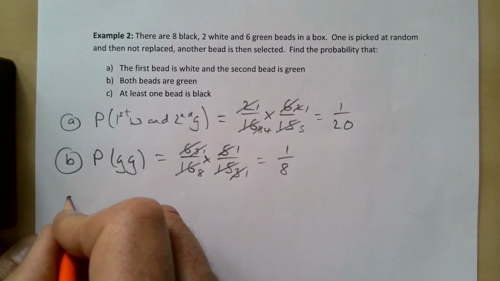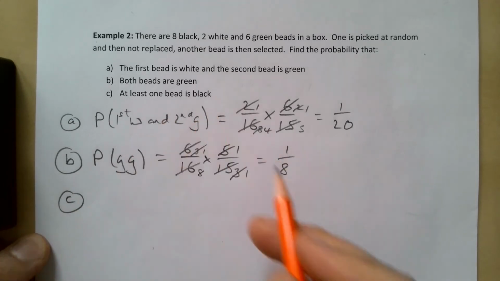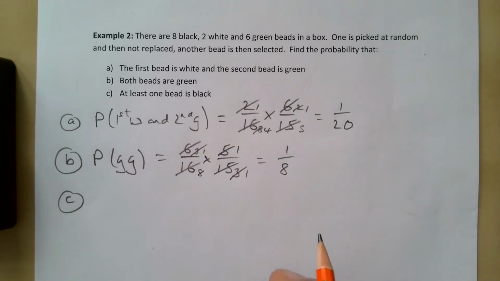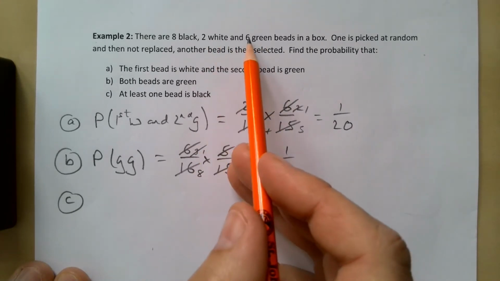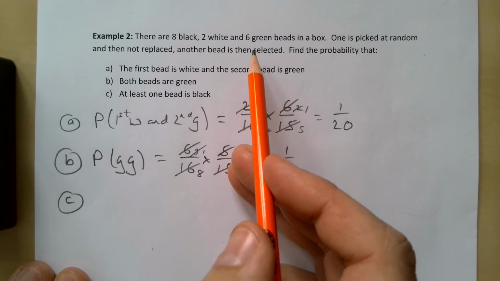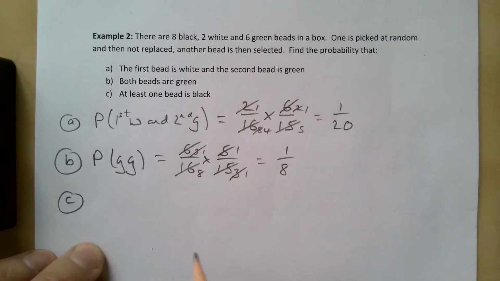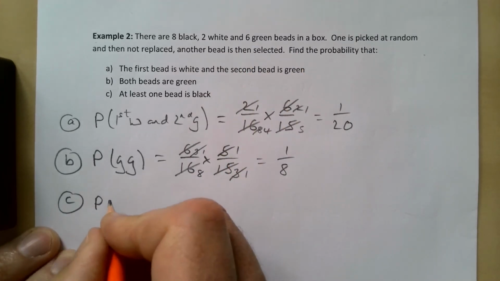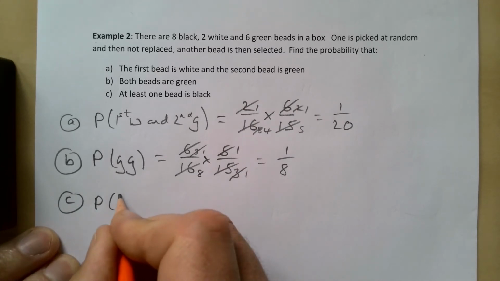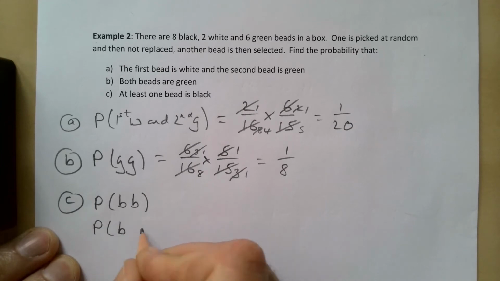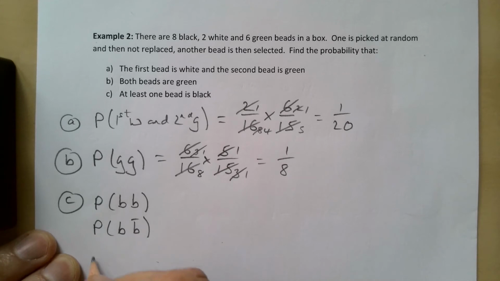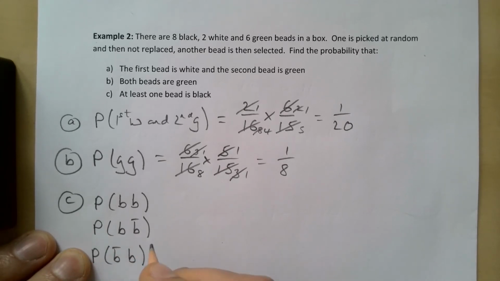Part C is a bit trickier. At least one bead is black. So what we're going to do is join these two here together and just go for kind of not black. So we've kind of 3 different options here, and there are other ways of doing this. We need to add those together. So we need the probability of black and black. We need the probability of black and not black. I don't know if you've seen this written like that before, but that's the way we would write it for probability. And we need the probability of not black and then black.